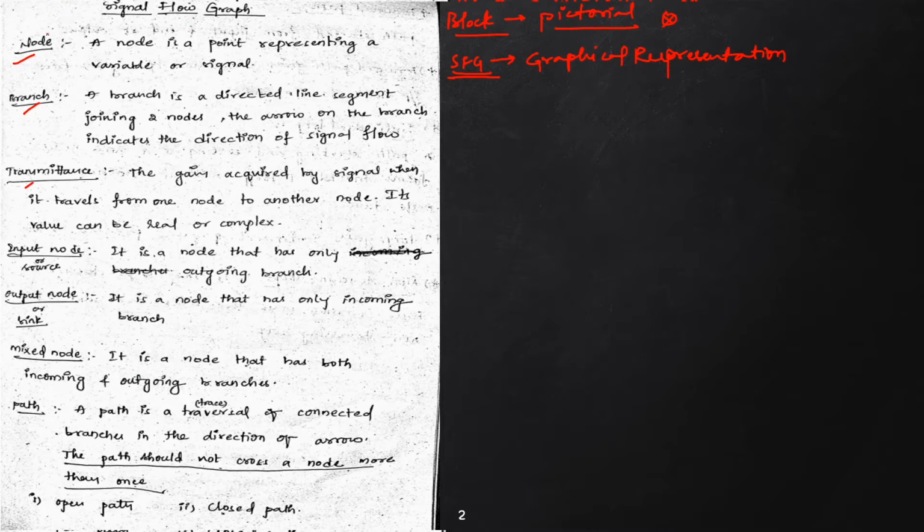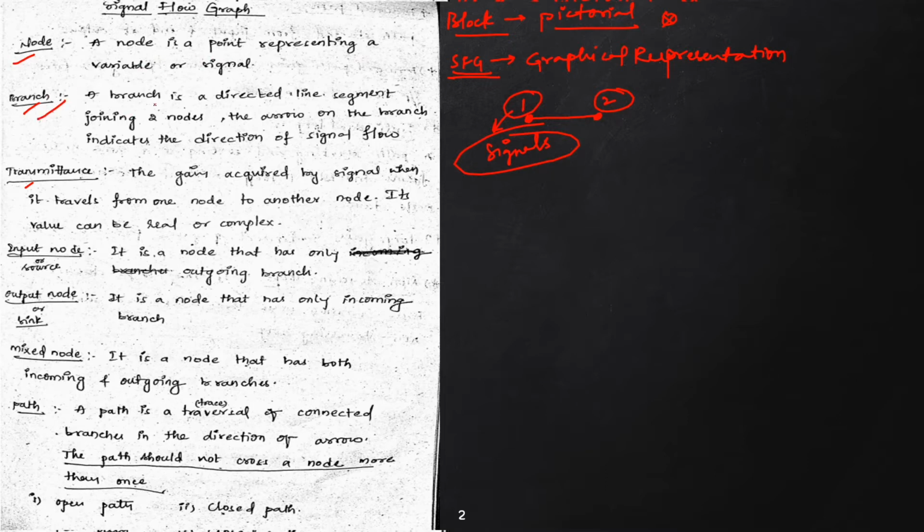First one, node. Suppose this is one forward path gain, assume that this is 1 and this is 2. These particular dots, whatever I have drawn here, are called the nodes. So a node is a point representing a variable or a signal. Here the variable is 1, here the variable is 2. These may be the variables or these may be the signals in some cases also. So that is what node means. A node is a point representing a variable or signal.